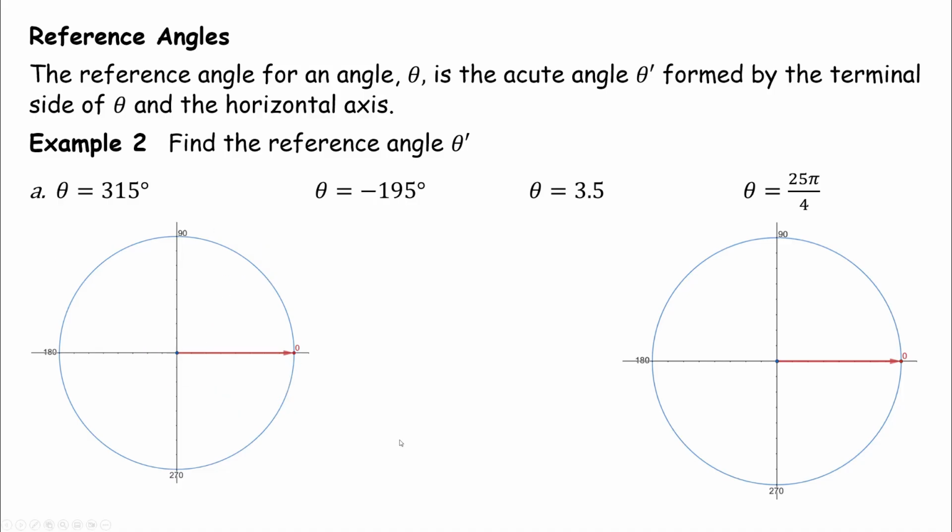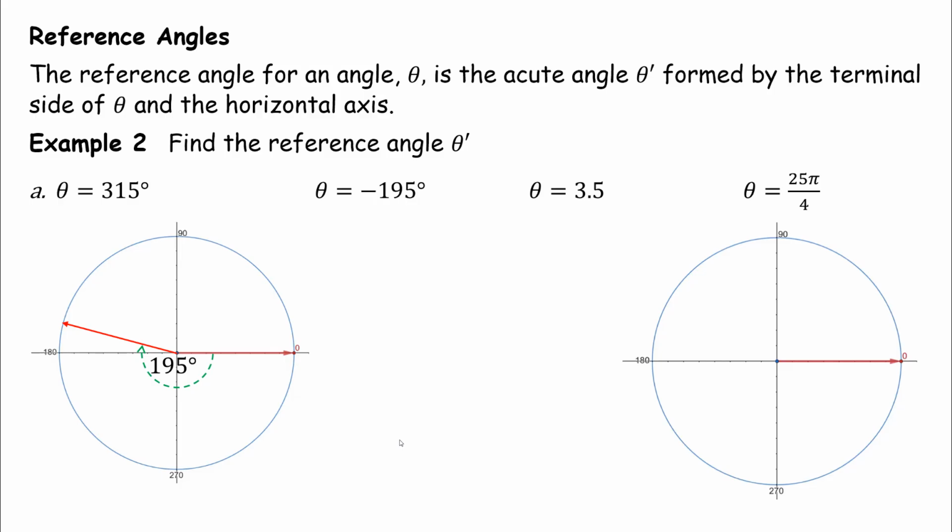Negative 195, the negative sign tells me to go in the clockwise direction. That negative sign in front of the angle is just about direction. So don't go counterclockwise, go clockwise. Start at 0, just like normal, and we rotate, this time clockwise, 195 degrees. So we're going 180 and more than that, and it's pretty clear that how much more is going to be 15, and that's going to be the reference angle.